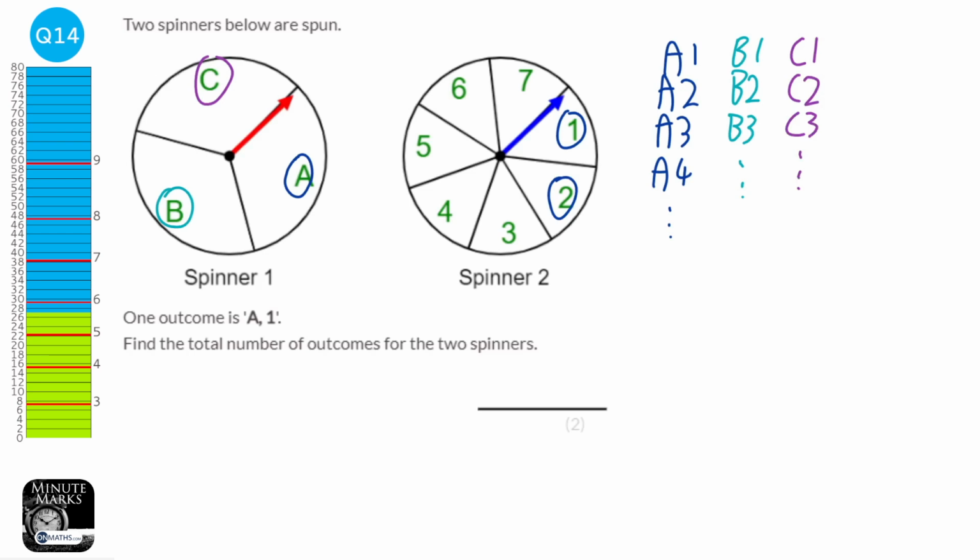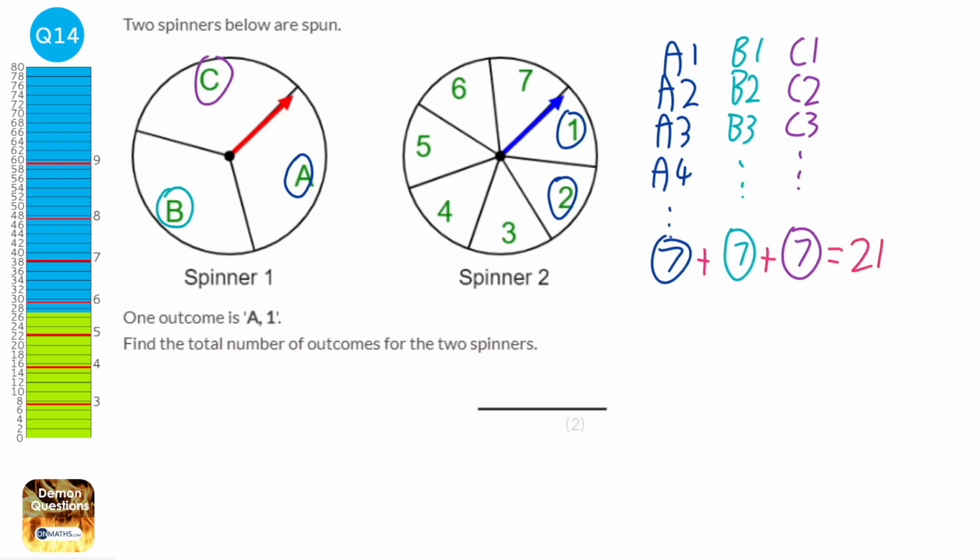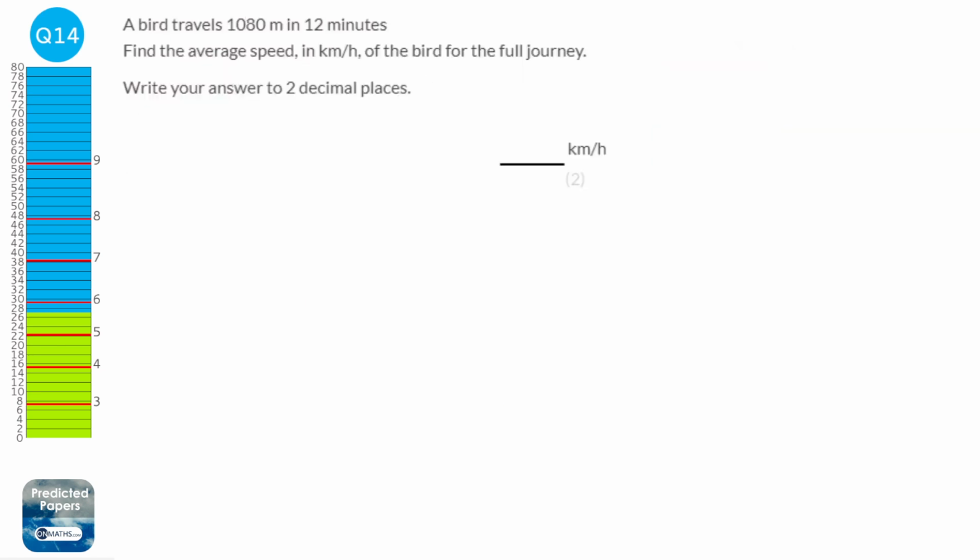So how many combinations are there with a? Well, there's going to be 7, because there's 7 numbers. How many with b? Well, there's also going to be 7. And how many with c? Well, there's also going to be 7. So in total, there's going to be 7 plus 7 plus 7, which is 21. And the way I can work that out easily is to work out how many combinations there are with spinner 1. Well, there's 3. How many combinations are there with spinner 2? 7. And we just times the 2 together. 3 times 7 is 21.